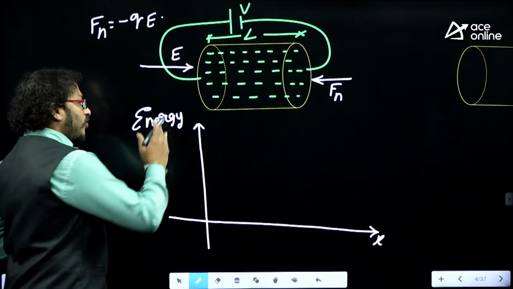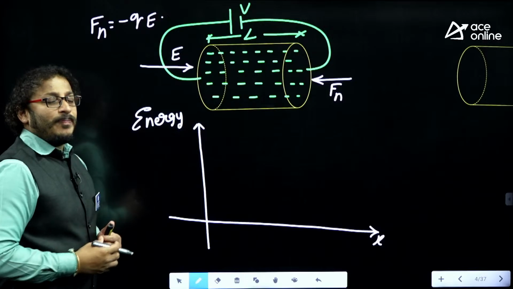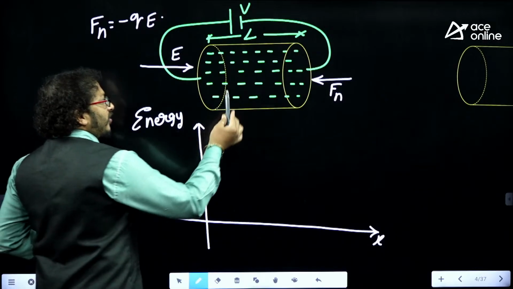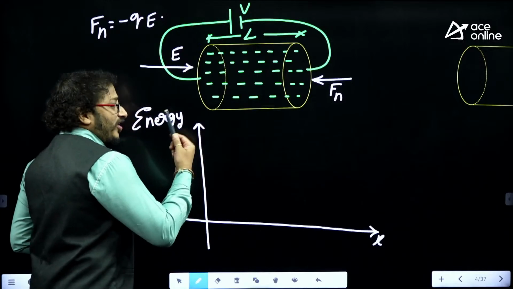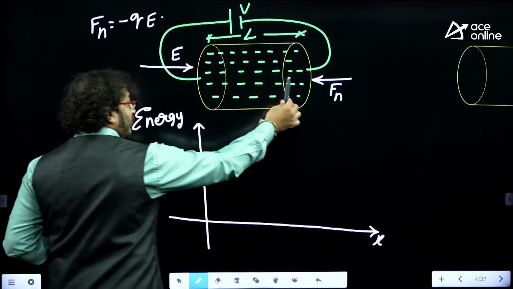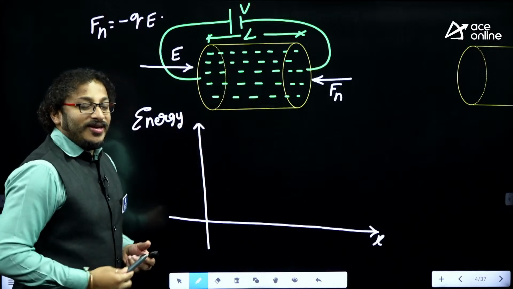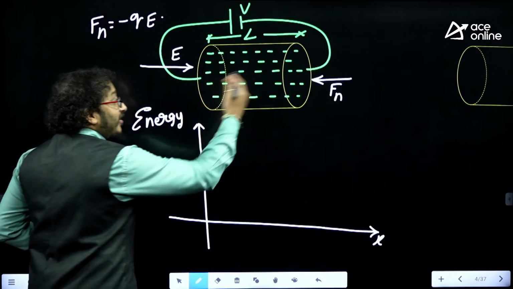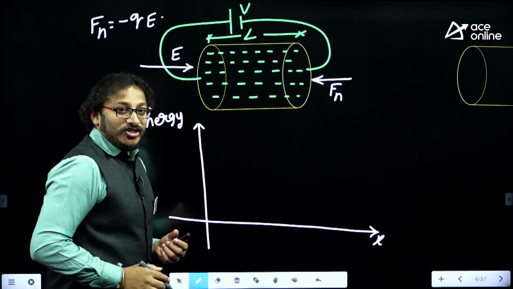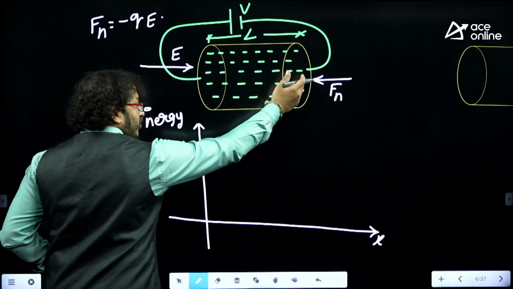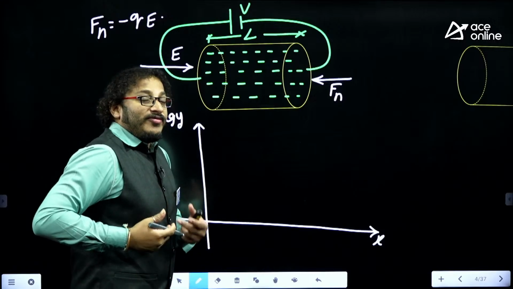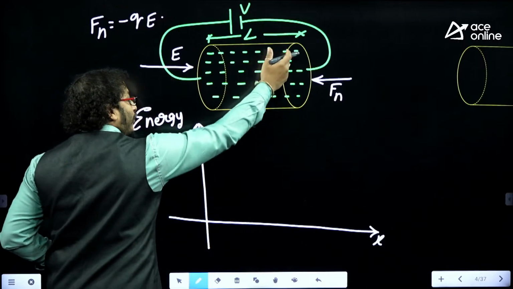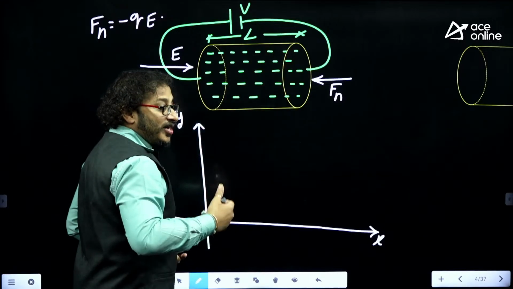Very simple logic. Y-axis represents what? Energy of a particle. Could you please let me know, right side, left side, which side electrons are having high energy? Right side electrons are having high energy. Correct or not, dear students? Because the force is acting on the right side, where electrons will experience a high force. Because of that, on the right side, electrons will experience a high energy.